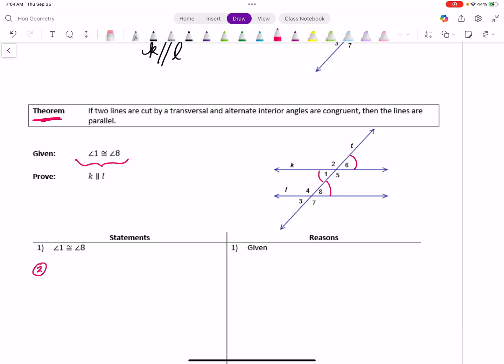Let's go with this. That angle 1 is congruent to angle 6. Because vertical angles are congruent. Okay. And then now we've got that angle 6 is congruent to angle 8 by the transitive property.